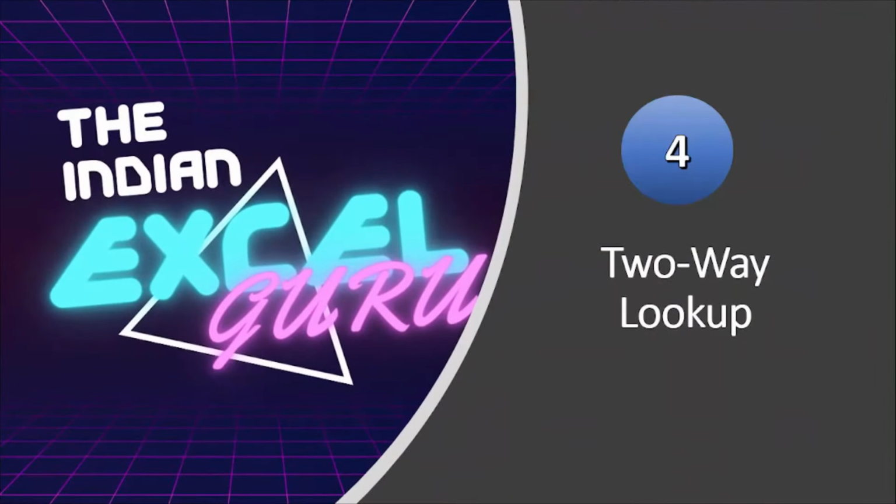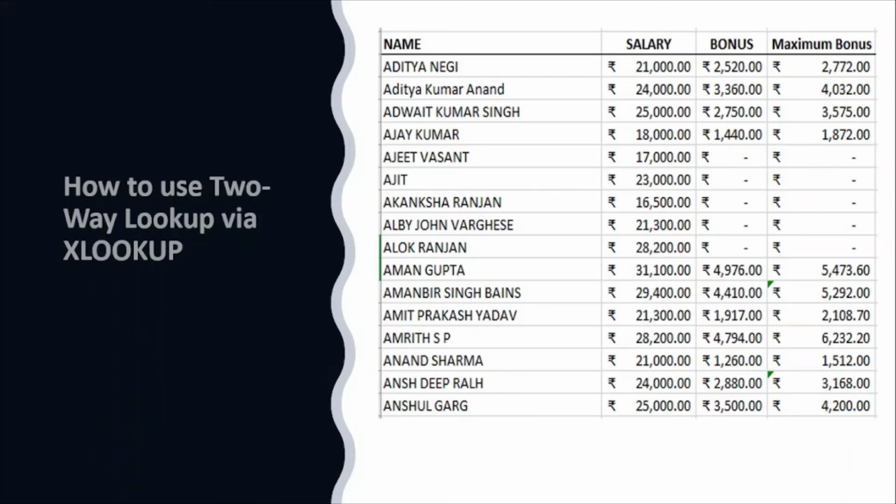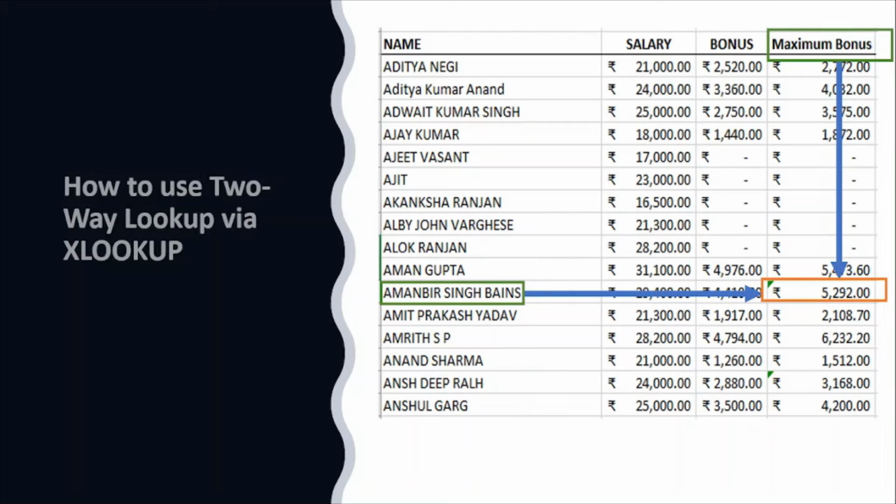Next, in the fourth point, we will go through how to use the two-way lookup function of XLOOKUP. For example, this is a table where we want to identify a value based on two conditions, name and maximum bonus. So let's see how we can achieve this particular target.